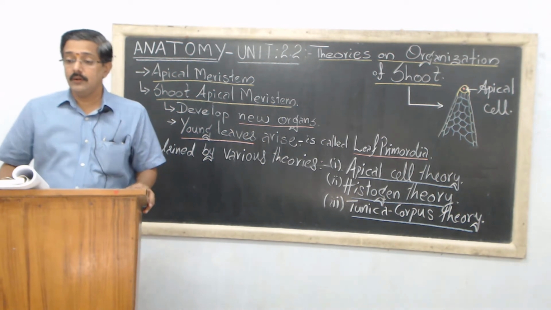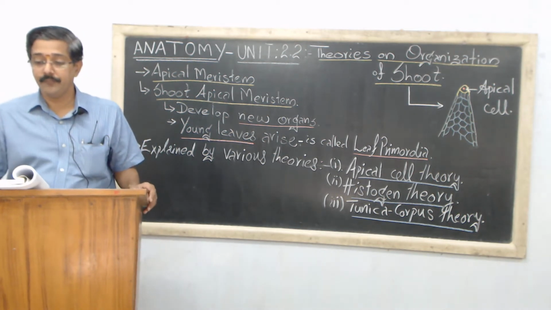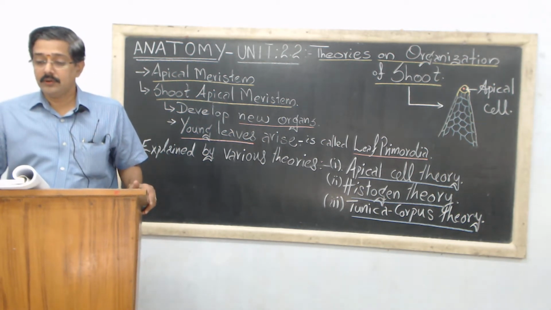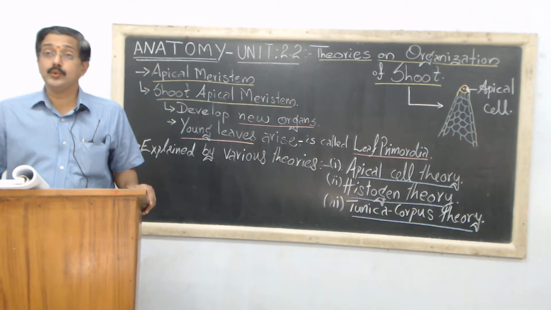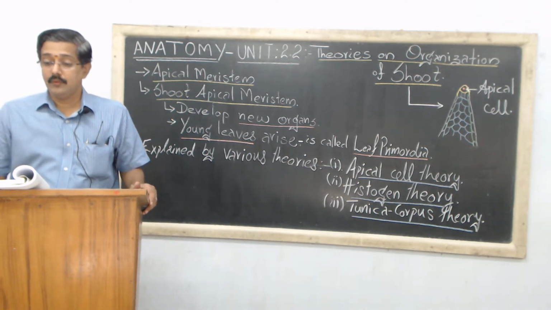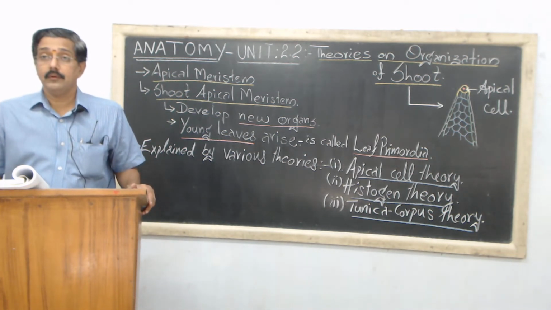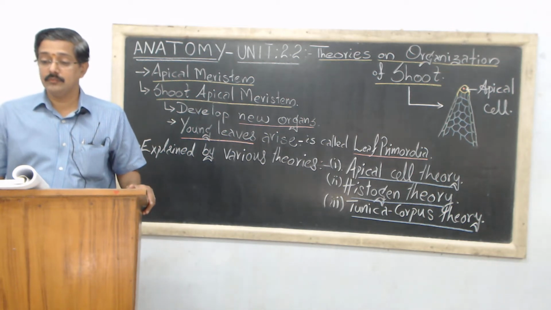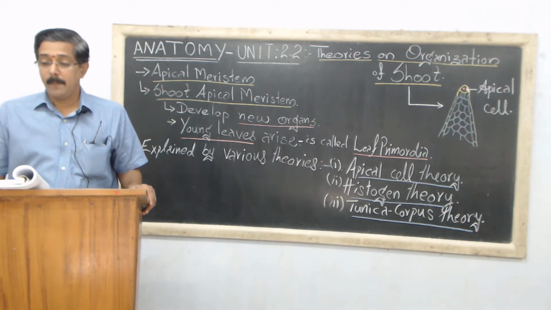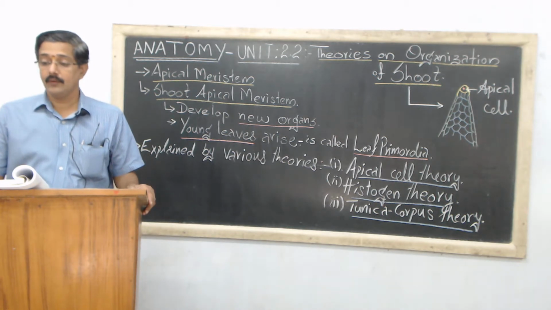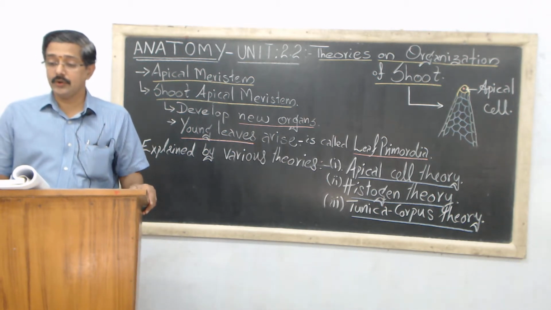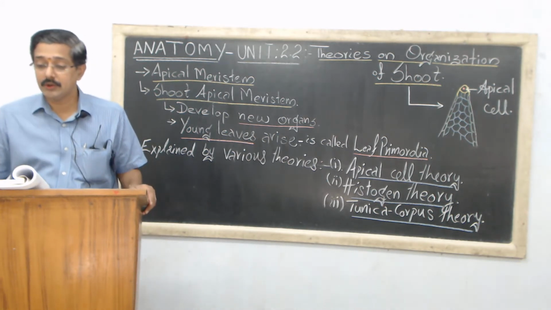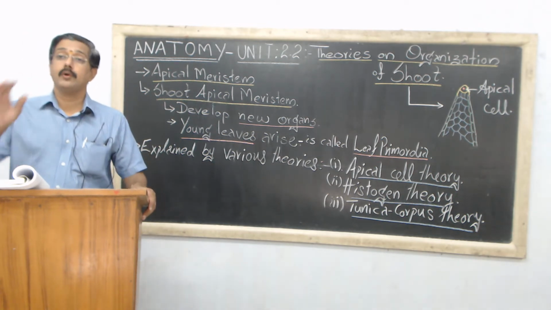In this session, we are discussing unit 2 of module 2. In this unit, it includes theories on organization of shoot, and three theories: apical cell theory, histogen theory, and tunica corpus theory.